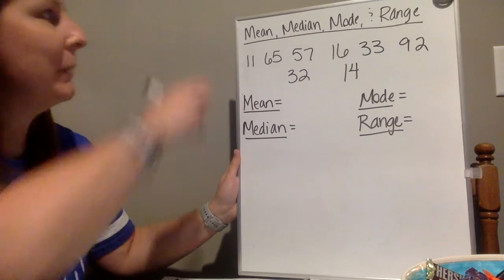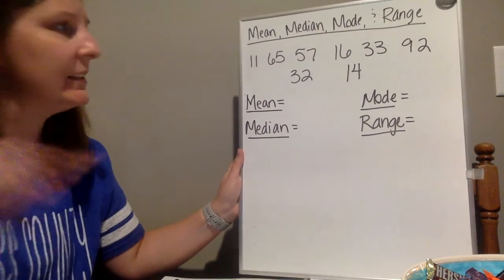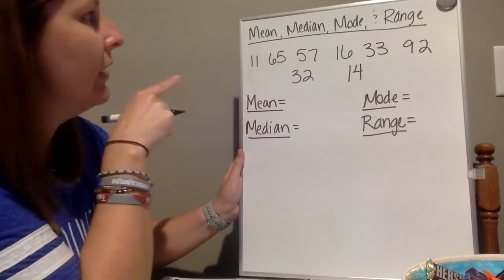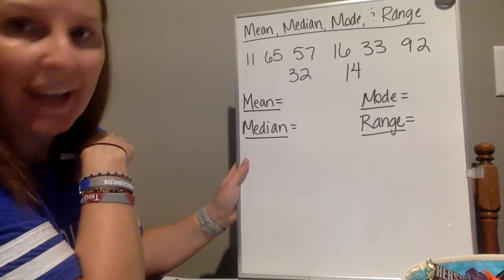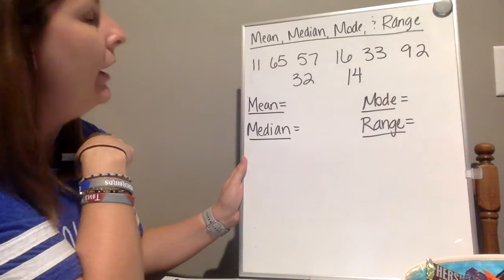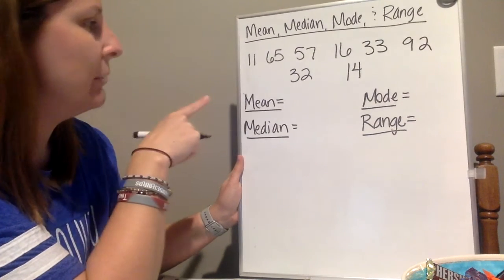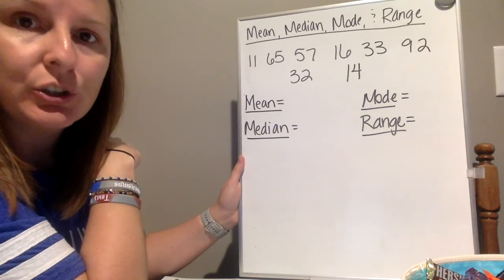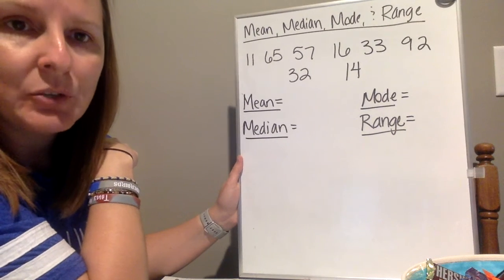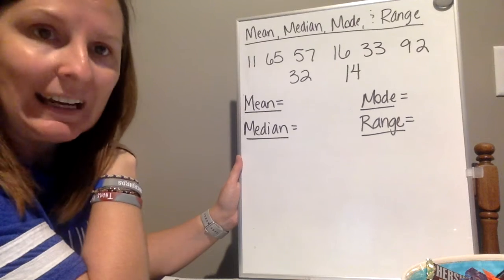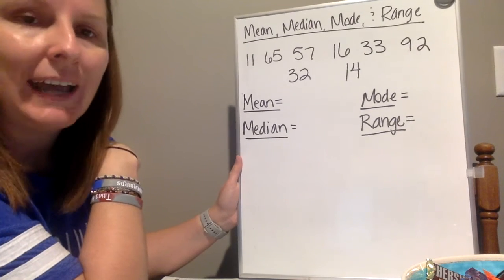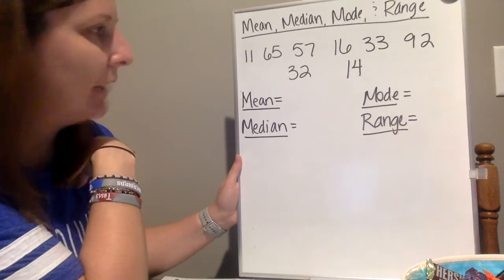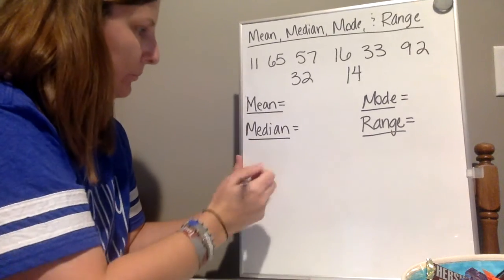So we're going to start with mean. We have a set of numbers here: 1, 2, 3, 4, 5, 6, 7, 8 numbers. With mean, if you remember correctly, mean is your average. So what you're doing is you're adding all the numbers together, and then you're dividing by how many you have. In this case, we have 8 numbers, so we'll divide by 8.